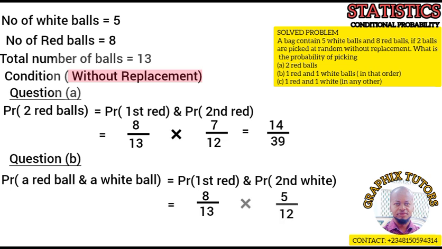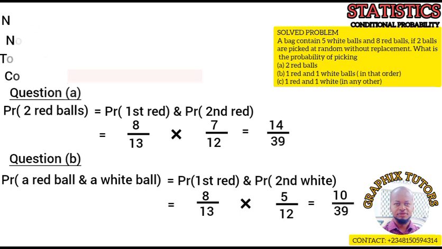That is for that. So the probability of picking one red ball and a white ball is 8 over 13 multiplied by 5 over 12. And that will give us in total 10 all over 39. That is for that.